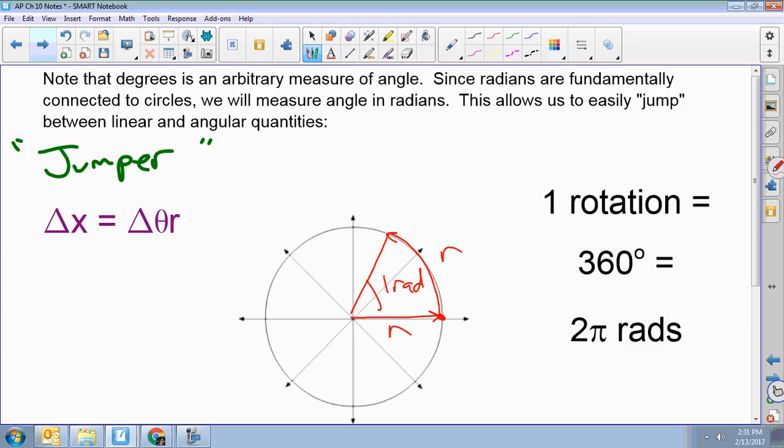Wait, so the arc length of r, how long is r? Yep. So if you walk an arc length equal to the radius around the perimeter of the circle, the angle that you've subtended is 1 radian. Fancy word, right?